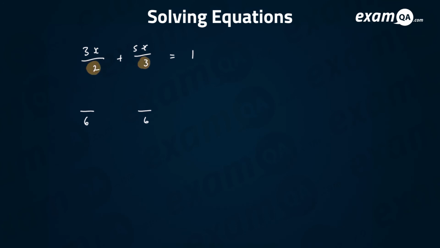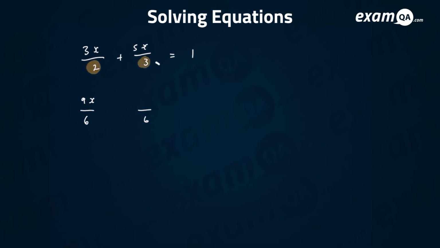So now you just need to think to yourself, how do you go from 2 to 6? How did we go from 2 to 6? You just times by 3. 2 times 3 equals 6. So I'm going to do the same with the top. I'm going to do the top times 3. 3x times 3 is just 9x. Okay, so we turned 3x over 2 into 9x over 6.